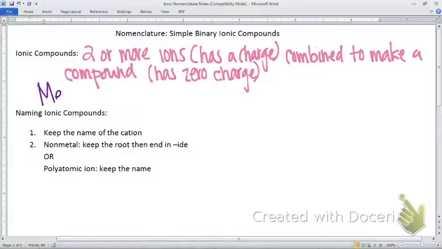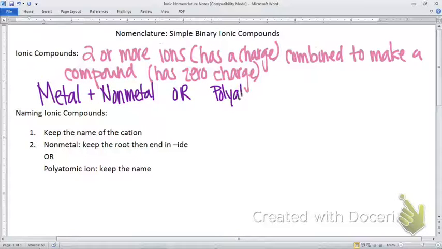Ionic compounds are typically going to be made up of a metal and a nonmetal, or it could be made up of polyatomic ions with metals or nonmetals, or simply just polyatomic ions.